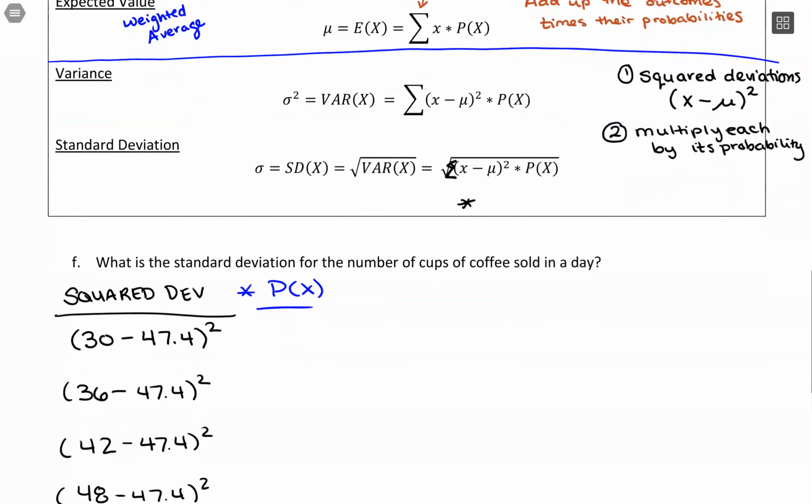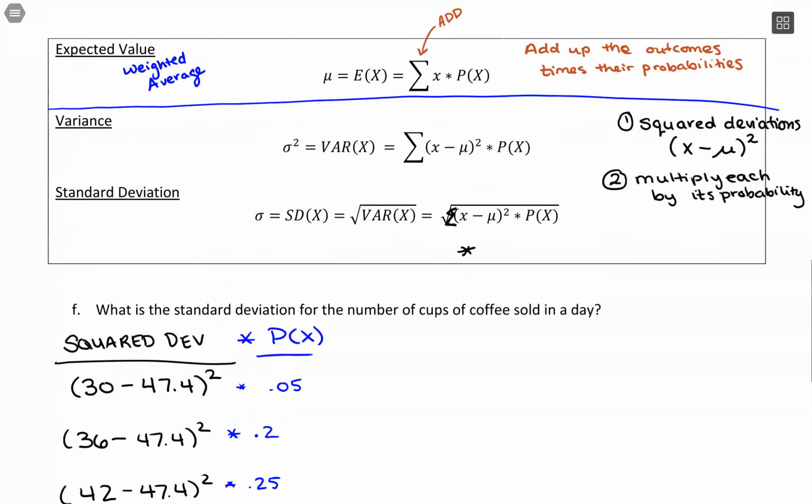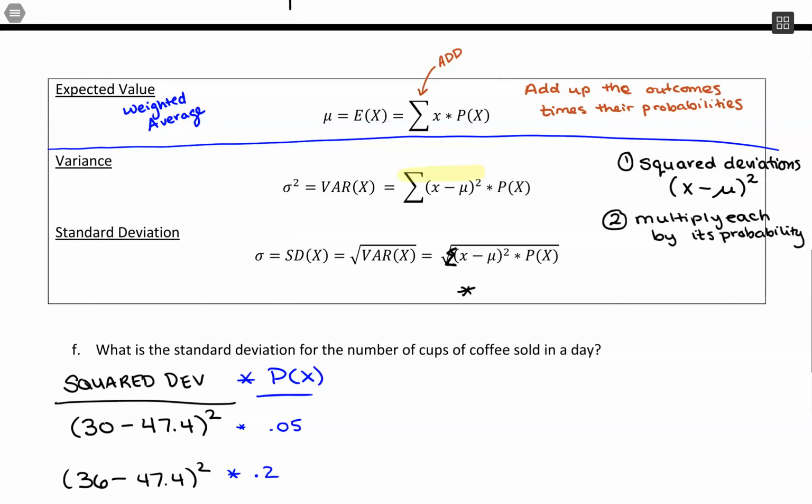So I'm going to go times 0.05, times 0.2, times 0.25, times 0.15, times 0.35. So with that, that's getting at the idea of this average distance from the mean. However, we're still at that squared stage, but what we just did is we're en route to finding the variance right now. Remember, this symbol means to add. Here's our squared deviations, and here's our probability, and that's just what we did.